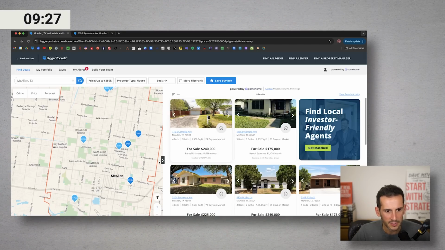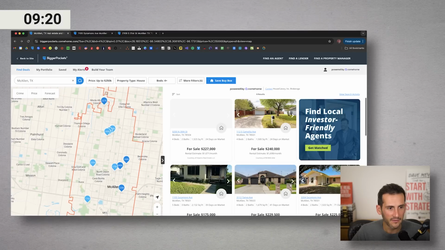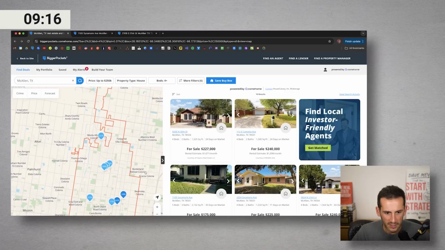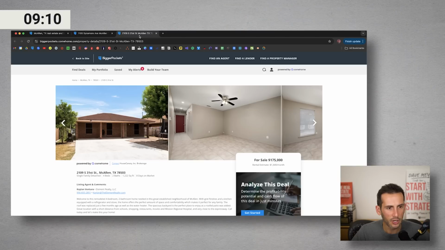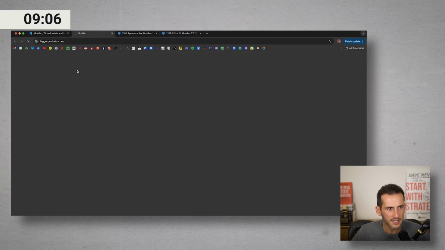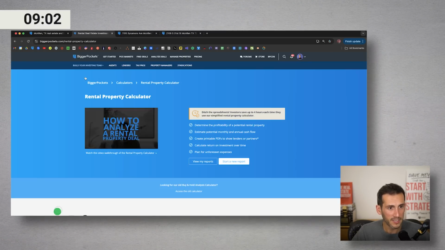So let's just open this. Okay. All right. So the next thing I'm going to do now that I've identified... oh, what was this one? Sneaky, trying to get away from me here. Rent to price ratio is probably not good enough right there. Okay. So what I'm going to do here is go over to BiggerPockets. I'm going to go back to the site, and I am going to analyze deals. So I'm going to go to the rental property calculator and start a new report.